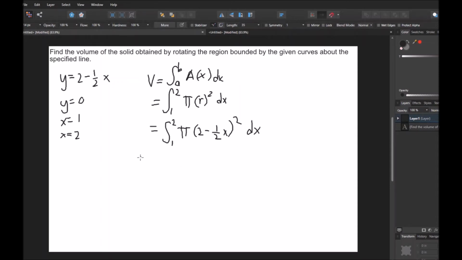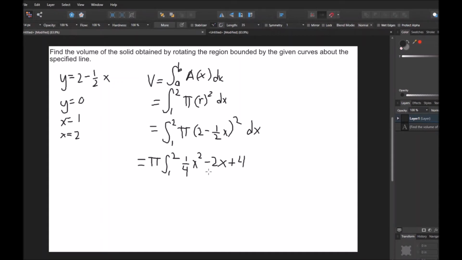And now I'm going to move the pi to the outside because pi is a constant, and we know from our properties of integrals that you can move constants to the outside of the integral. So 2 minus 1/2 x squared is going to be 1/4 x squared minus 2x plus 4.